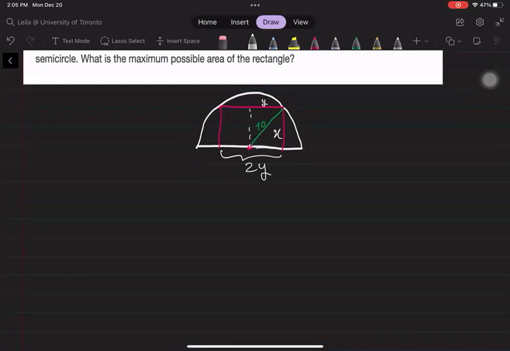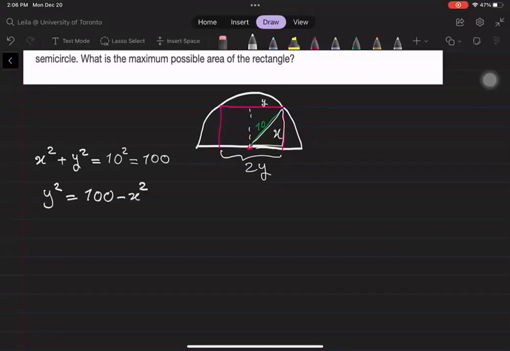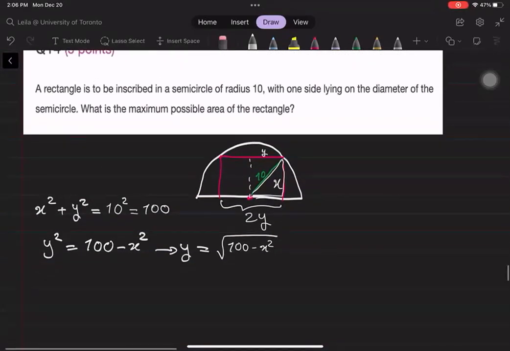Okay, so from this triangle here, you have that x squared plus y squared is equal to 10 squared, which is 100. Then y squared is equal to 100 minus x squared, so y is equal to the square root of 100 minus x squared. I didn't put plus or minus because it's a rectangle, so you only want the positive, right?